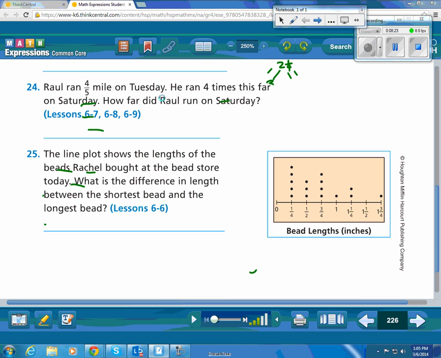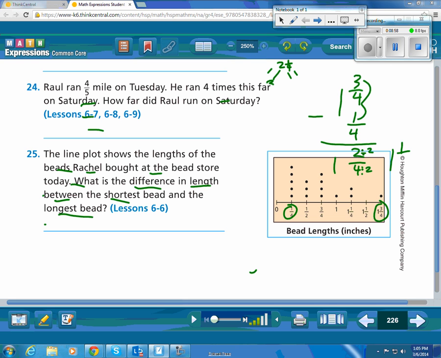On this last one here, it says the line plot shows the lengths of Rachel's beads that she bought at a bead store today. What is the difference in length between the shortest and the longest? Difference between the shortest and the longest. Difference means to subtract. So 1 and 3/4 minus 1/4. The difference between them, 3 minus 1 is 2/4. If you look at that, you might realize it, but you could divide the top by 2 and the bottom by 2, and you get 1 and 1/2.